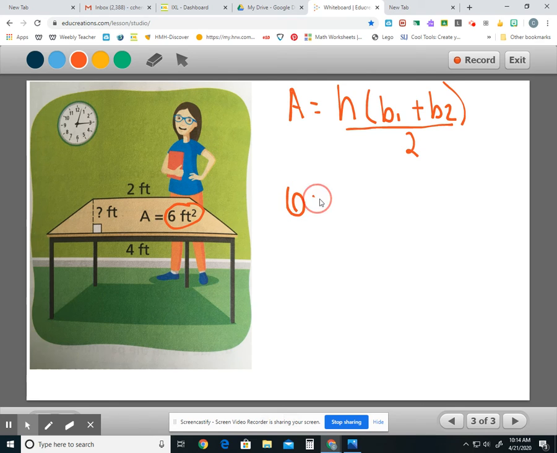So 6 is going to be equal to the height. We don't know the height, so I'm going to leave that as an H. Height times base 1. And again, it doesn't matter which one's which, but I'm going to use the top as base 1. So that's 2 feet plus base 2, which is the bottom number, which is 4 feet. And I need to divide that all by 2.